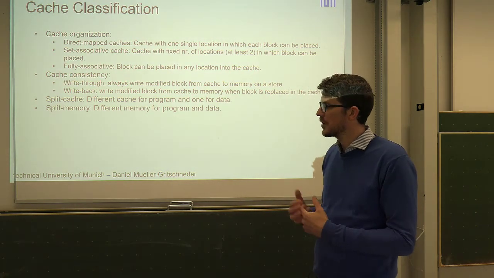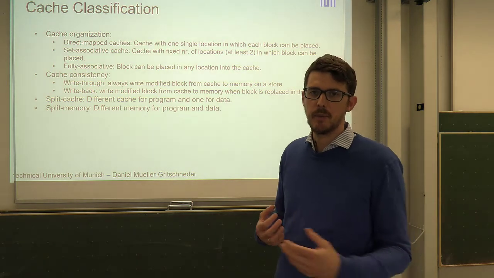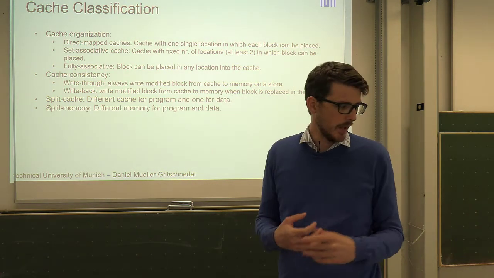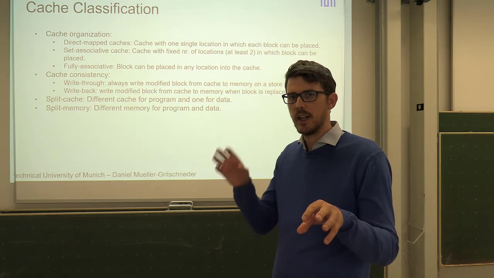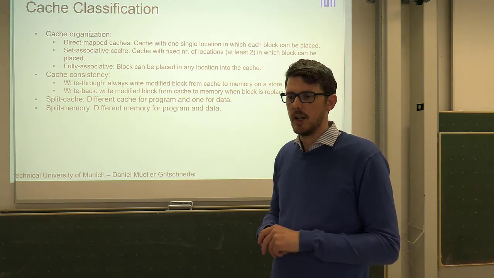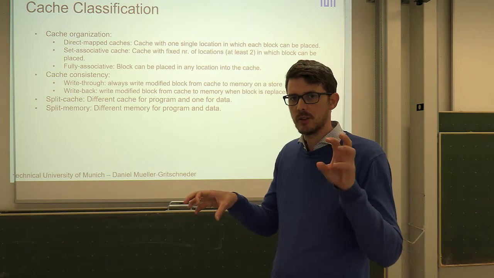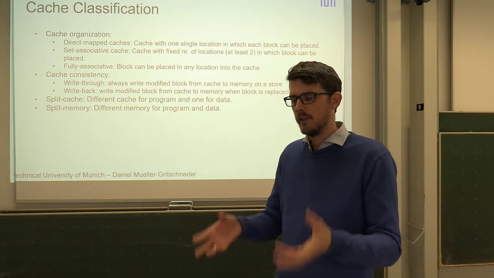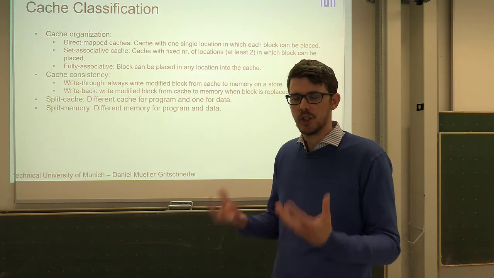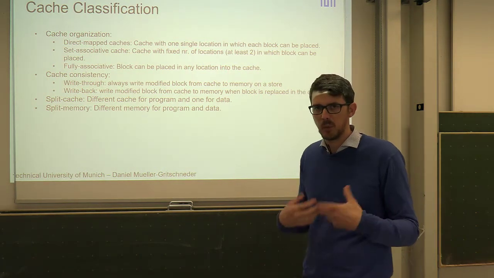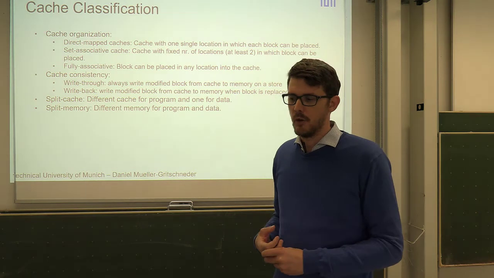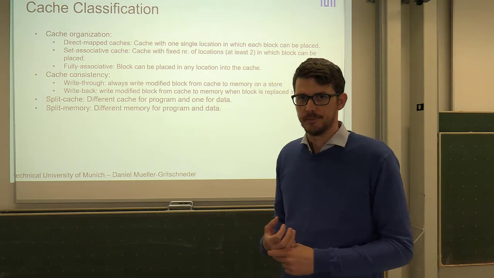There are two other terms, which are called split cache or split memory. If you go back to the original picture, we had one instruction cache L1 and one data cache L1. So this is typically a split cache, with instructions and data kept separately. The L2 cache, for example, was shared, so it's not a split cache. And you can even have split memories, where you have different memories for instructions and for data.